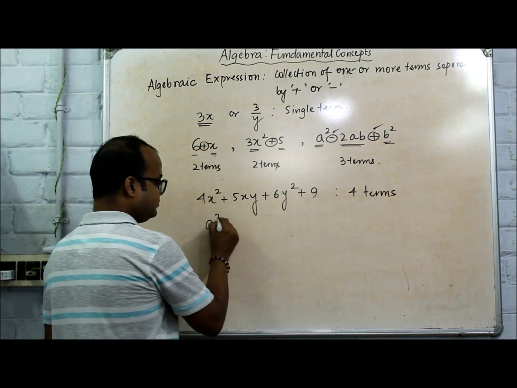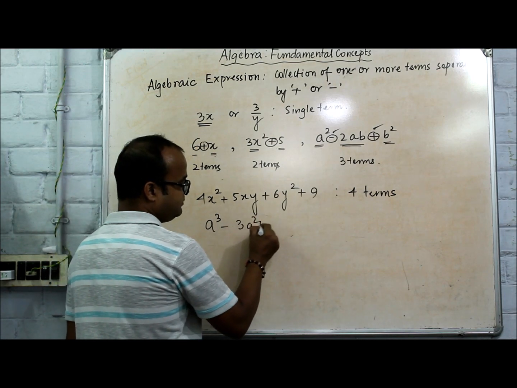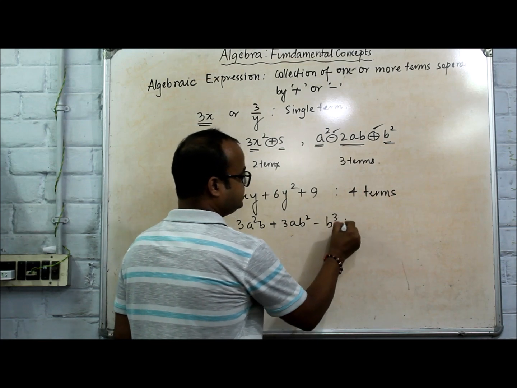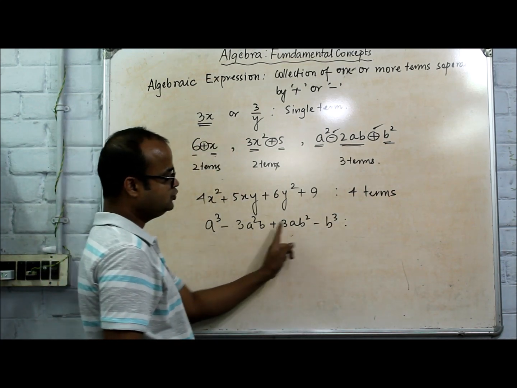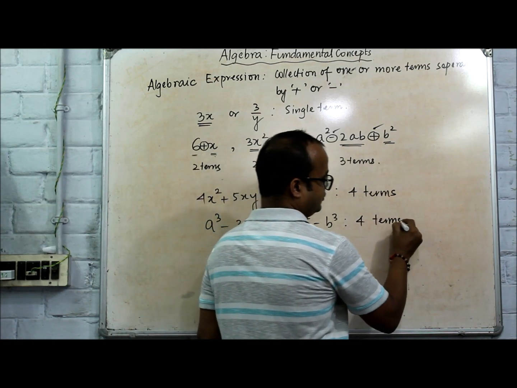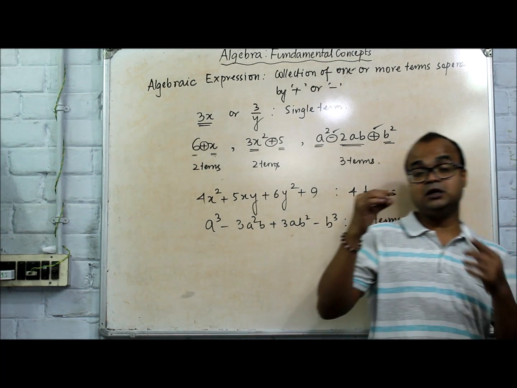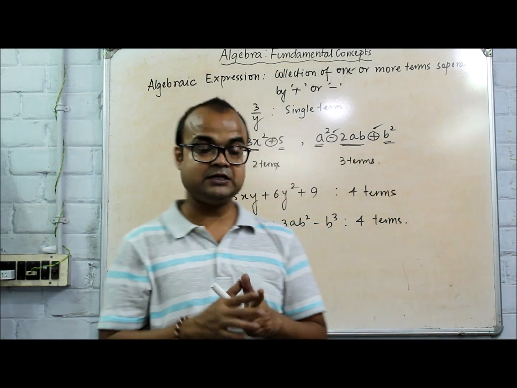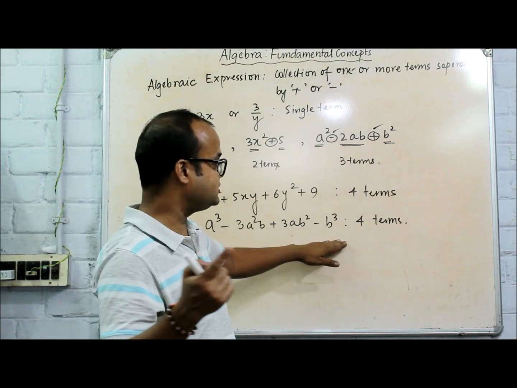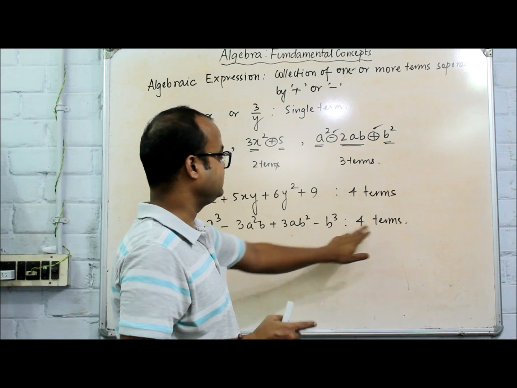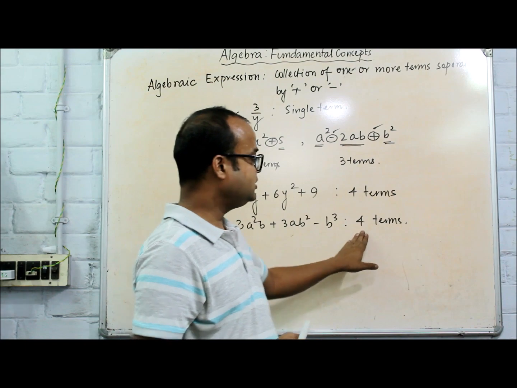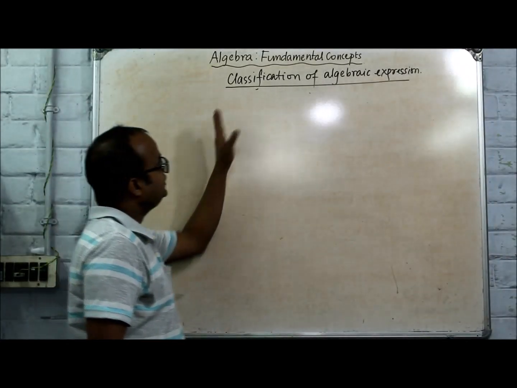If I write a cube minus 3a square b plus 3ab square minus b cube, 1, 2, 3, 4, the total number of terms is 4. What I am doing is counting the number of plus and minus signs that appear in the algebraic expression and adding 1 to this. See, 4 terms, and the signs are 1, 2, 3. So 3 plus 1, the number of terms, is 4.